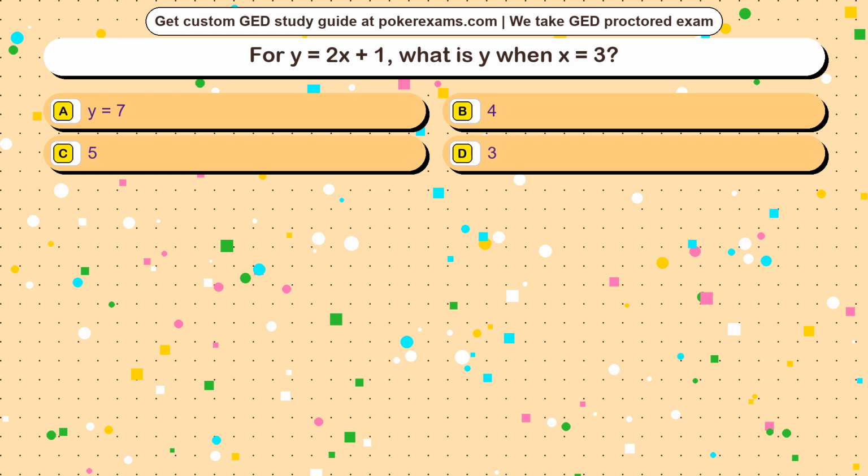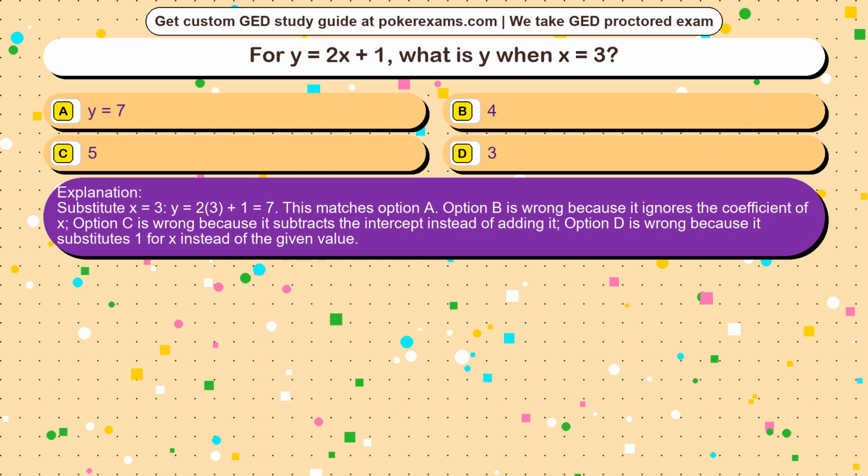The correct answer is option A. Substitute x equals 3, y equals 2 times 3 plus 1 equals 7. This matches option A. Option B is wrong because it ignores the coefficient of x. Option C is wrong because it subtracts the intercept instead of adding it. Option D is wrong because it substitutes 1 for x instead of the given value.